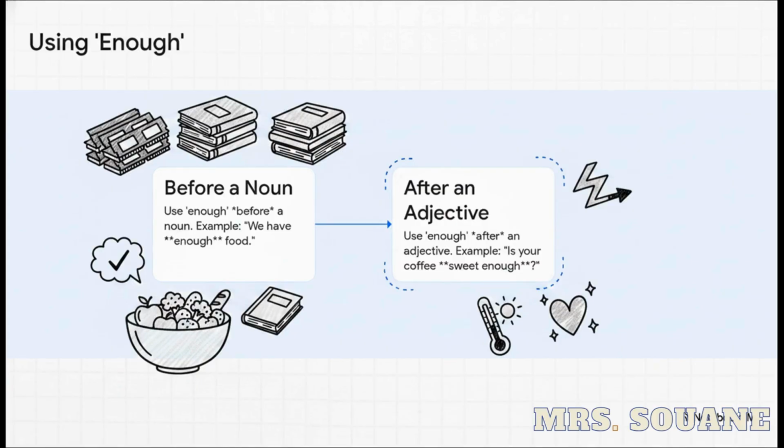Enough always comes before a noun. For instance, we have enough memory. But it comes after an adjective, as in, "Is the connection fast enough?" Before nouns, after adjectives. That's the whole rule right there.